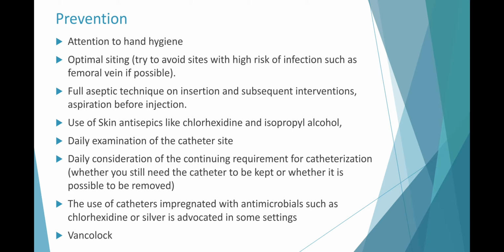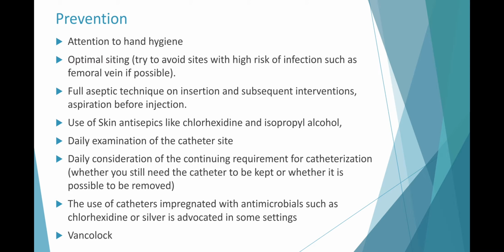Prevention of central venous catheter infection. Attention to hand hygiene. Optimal siting: avoid high-risk sites of infection such as the femoral vein. Full aseptic technique on insertion and subsequent intervention, and always remember to aspirate before injection. When we use the central catheter, always the first step is to aspirate whatever fluid is retained in the catheter before injecting anything, because if we inject directly without aspiration, we will introduce the infection into the bloodstream.